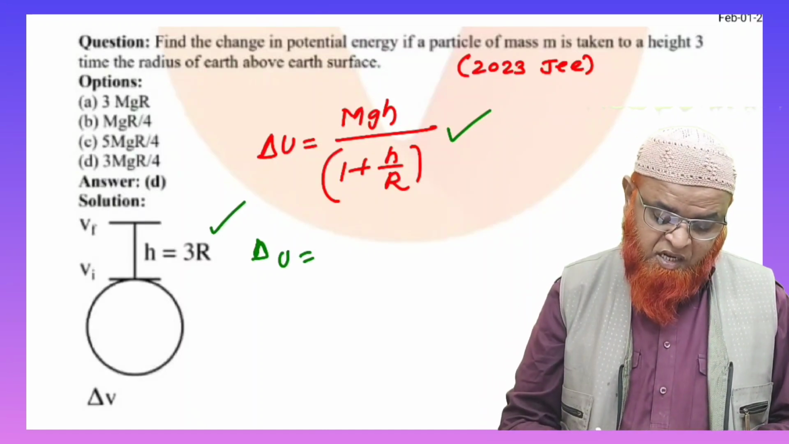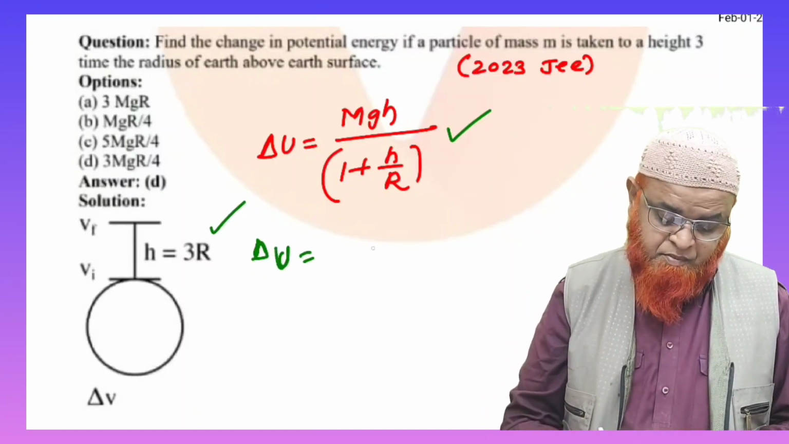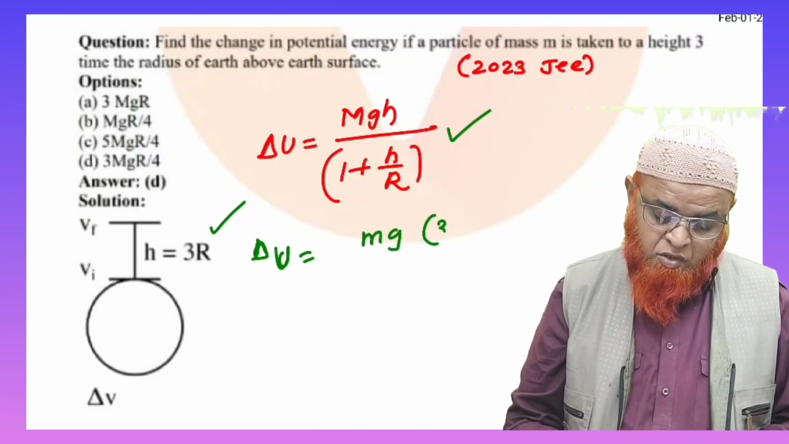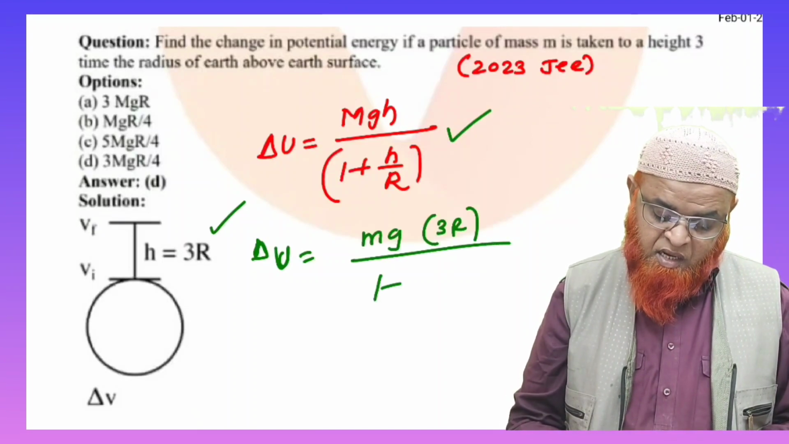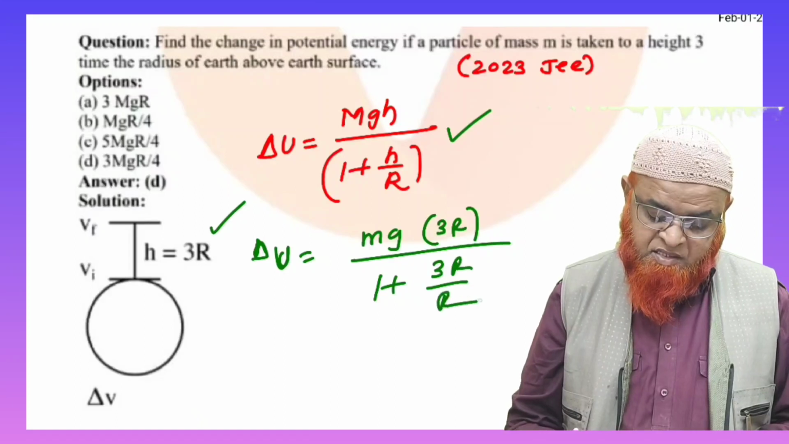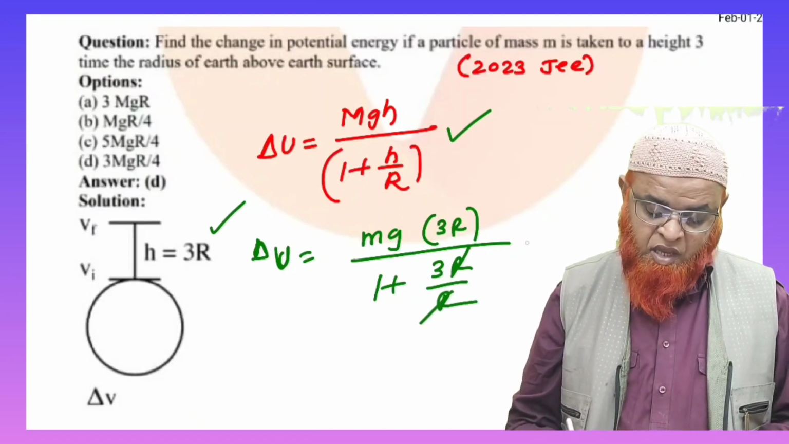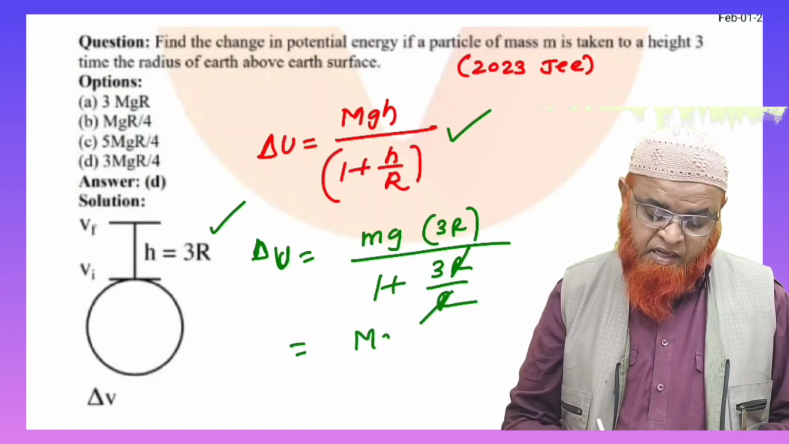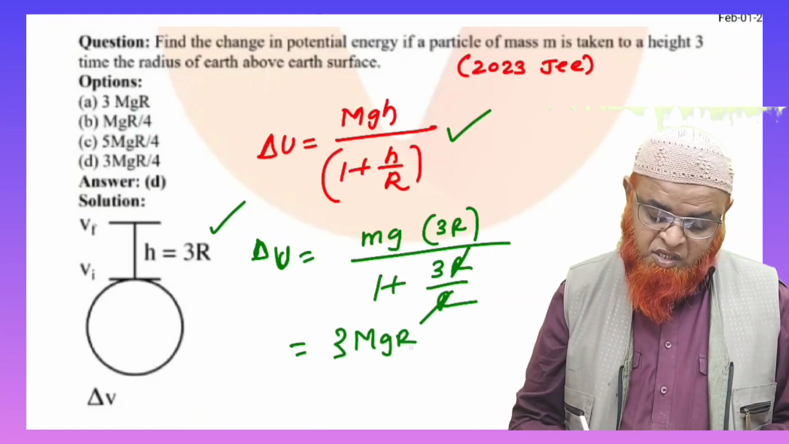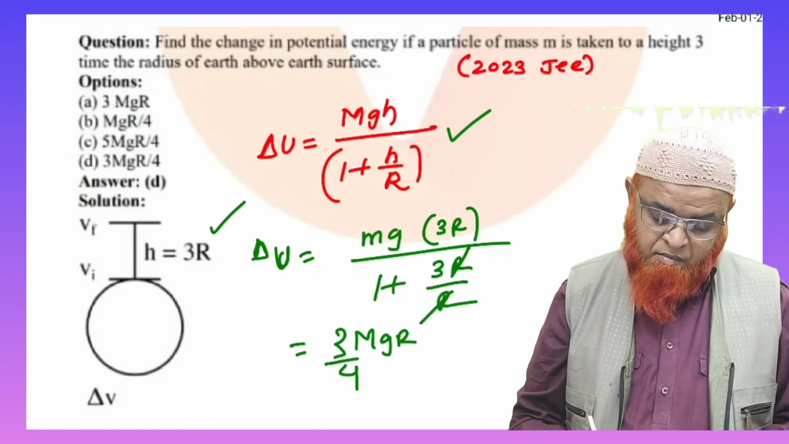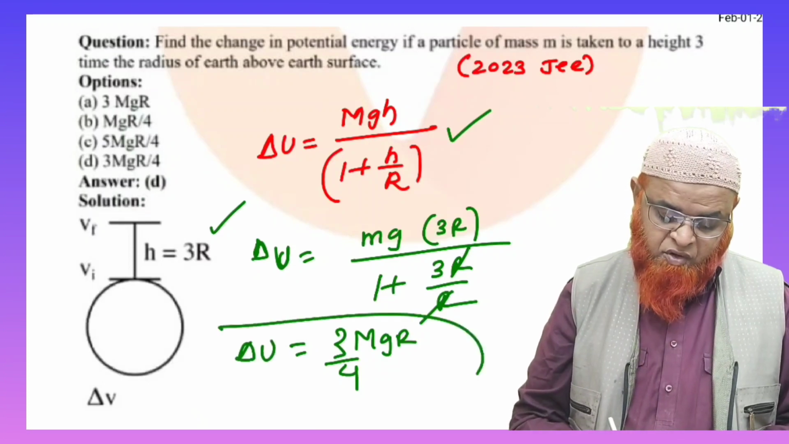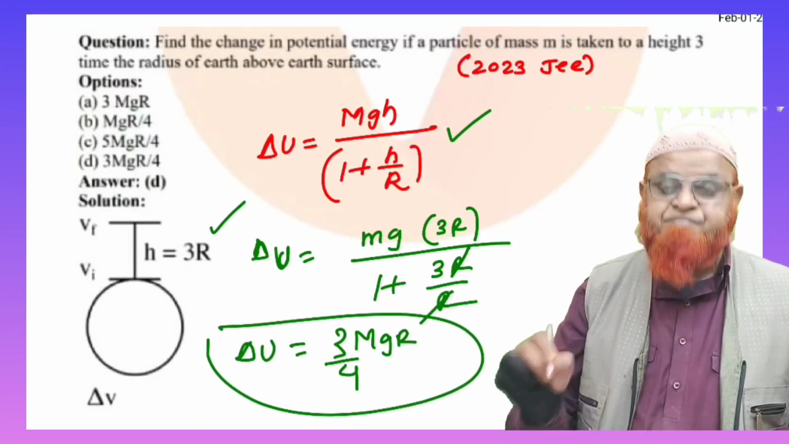So therefore delta U is equal to mg into 3r divided by 1 plus 3r by r. So r gets cancelled. It is going to become 3mgr by 4. So therefore your answer is going to become 3mgr by 4.